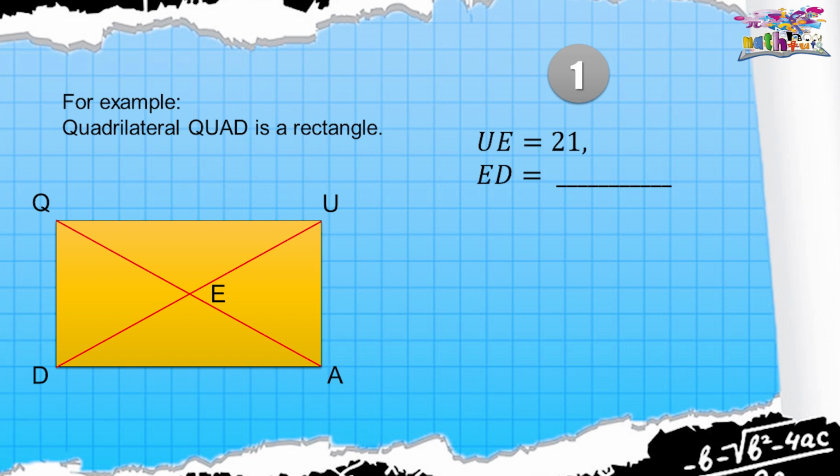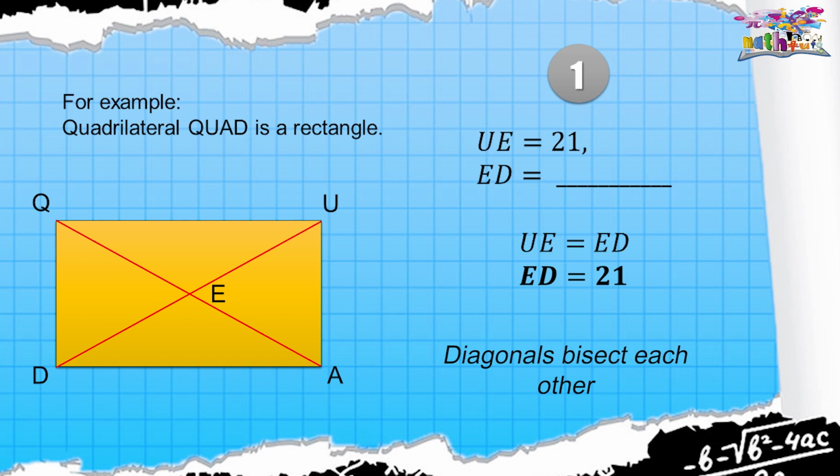Remember that diagonals of parallelogram bisect each other. Since rectangle is also a parallelogram, thus diagonals of a rectangle also bisect each other. Hence, we could say that UE is equal to ED. Given that UE equals 21, therefore ED is also 21.